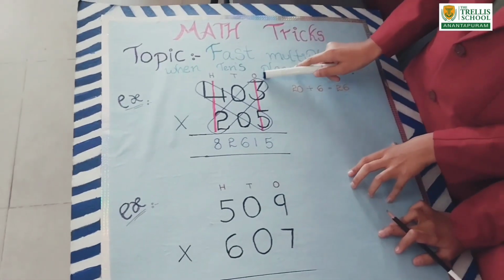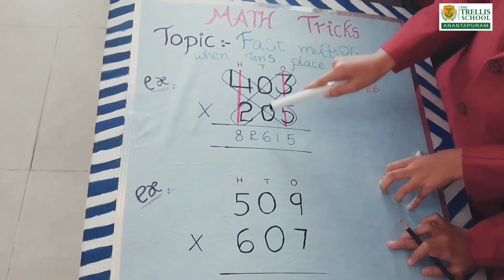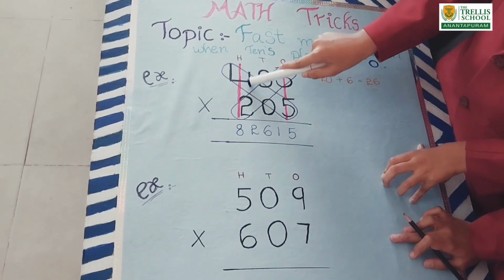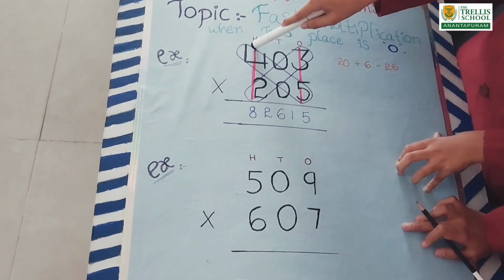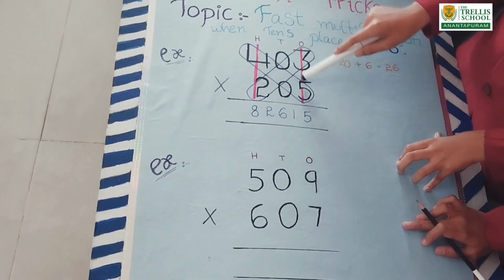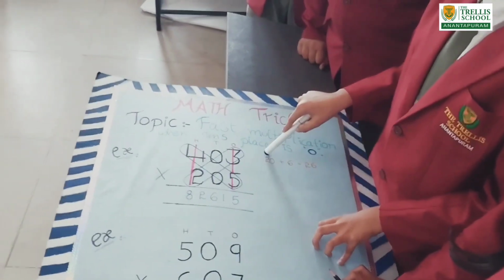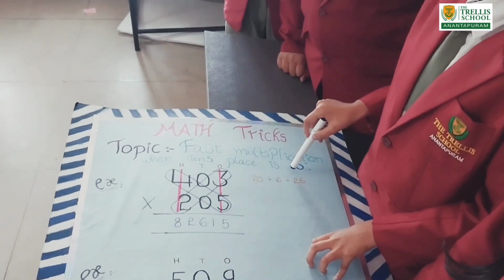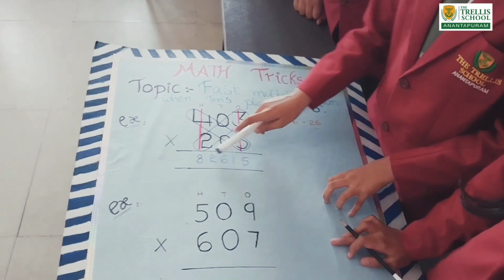First we have to multiply the ones place. 3 5s are 15. We have to write it in this blank. And we have to multiply the hundreds place. 4 2s are 8. Then next step, we have to do cross multiplication. 4 5s are 20. And 3 2s are 6. We have to add 20 and 6. That is equal to 26. So we have to write 26 in between these two numbers.